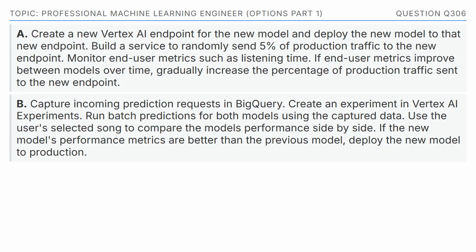Option B, capture incoming prediction requests in BigQuery. Create an experiment in Vertex AI experiments. Run batch predictions for both models using the captured data. Use the user's selected song to compare the model's performance side by side. If the new model's performance metrics are better than the previous model, deploy the new model to production.